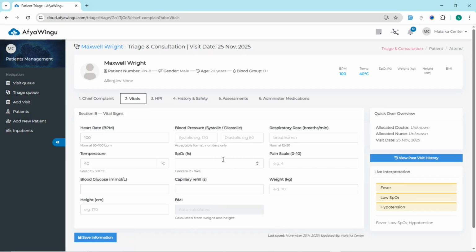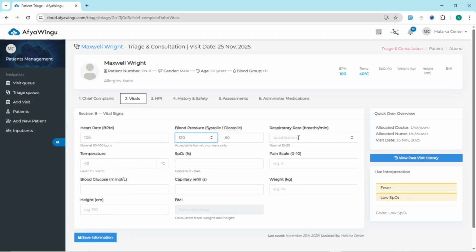2. Blood pressure, systolic, diastolic. Enter 2 numbers. Systolic, top number, pressure when heart beats. Diastolic, bottom number, pressure when heart rests. Example input, systolic 120, diastolic 80. Normal range, less than 120, 80 mm Hg. High could indicate hypertension, stress, or pain. Low could indicate shock, dehydration, or blood loss. Tip: always enter numbers only, no letters or symbols. The system will auto-format as 120/80.